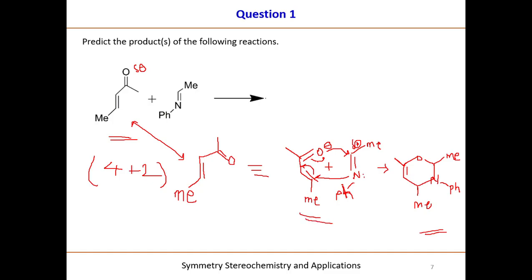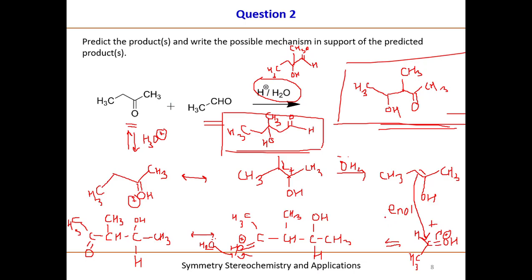Then it reacted with the dienophile to give this heterocyclic ring, a 6-member heterocyclic ring, which contains oxygen and nitrogen with one pi bond. So this is your major product in this reaction. Then we move to the reaction mechanism question, where we have to predict the product and also write the possible mechanism to support the predicted product.